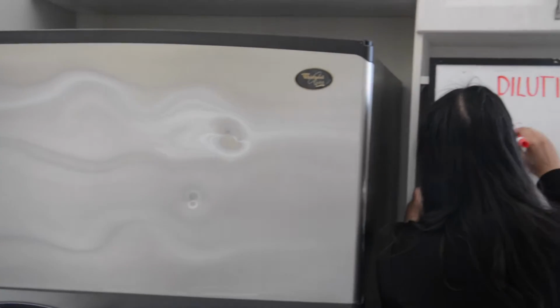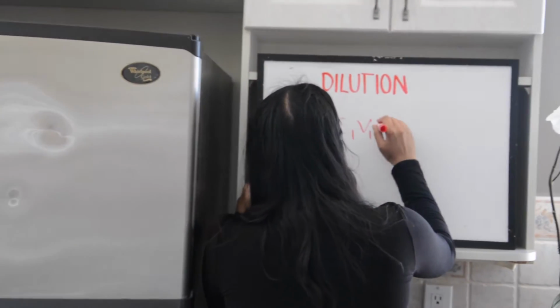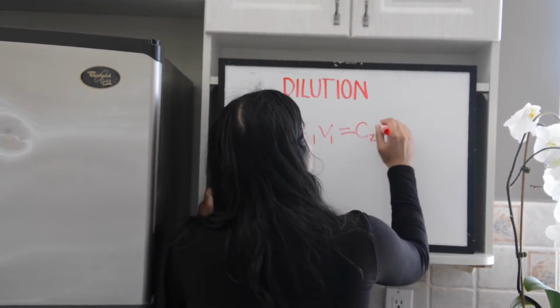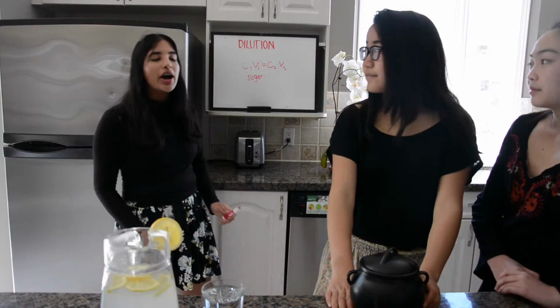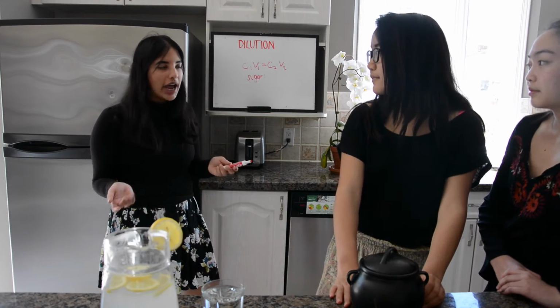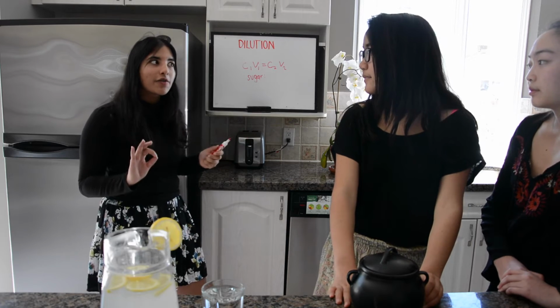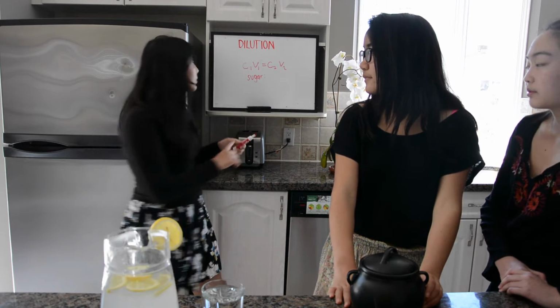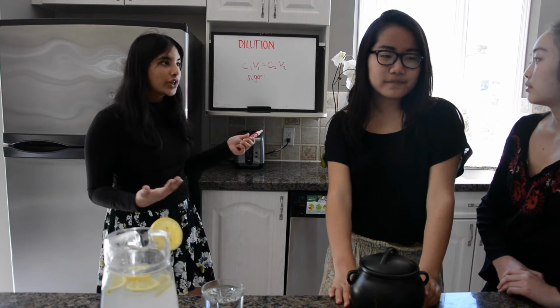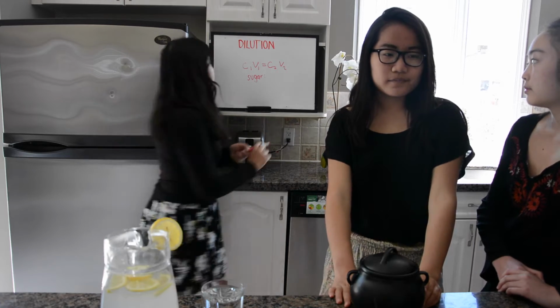Also, I remember from chemistry class that the equation for dilution is C1 times V1 is equal to C2 times V2. Also, I read this BuzzFeed article that said that the molarity for the perfect lemonade is 0.6 molar. So that would be the concentration of the substance we're trying to make.